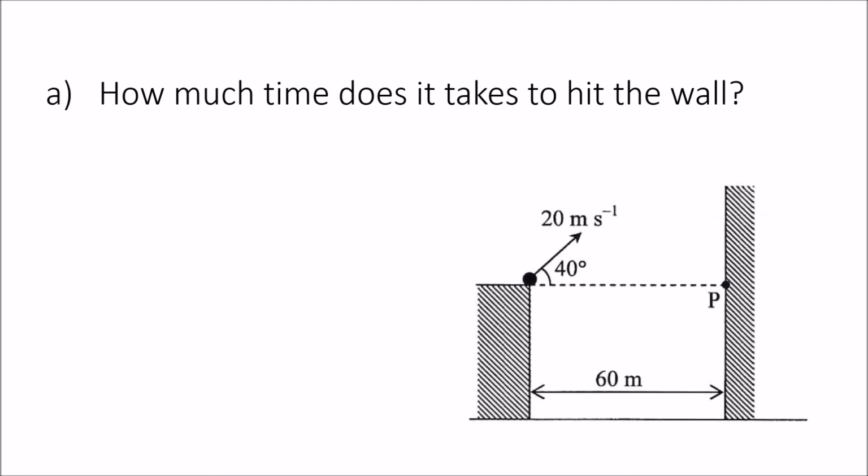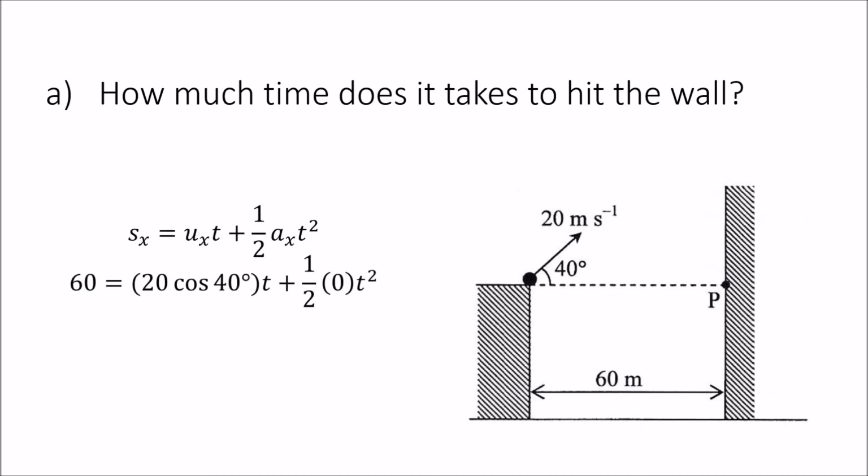Part A asks for the time taken t for the ball to hit the wall. As usual, with adequate information given from the question, we can solve it by using the linear motion equation s equals ut plus 1/2 at squared. Substitute the values into the equation and rearrange it. You should be able to get t equals 3.92 seconds.